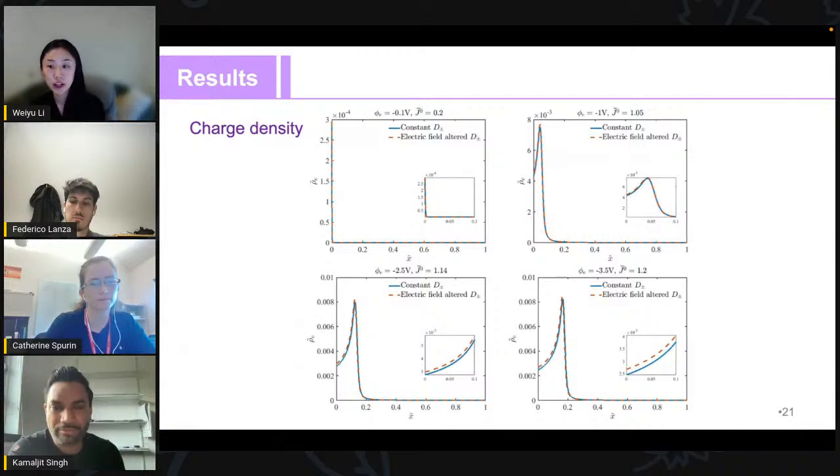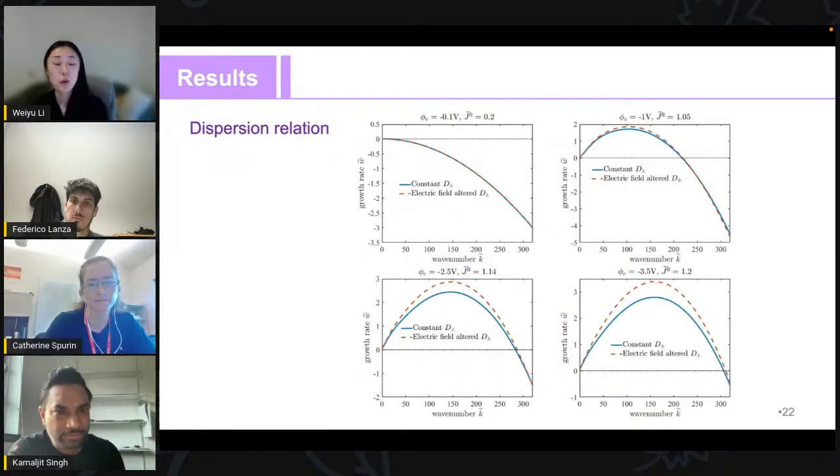First, we compare the charge density distribution at the base states using constant diffusion coefficients and electric field dependent diffusion coefficients. Here we can see that under a small applied potential, electroneutrality holds for constant D and electric field altered D, and their results agree. However, under a much higher applied electric potential, local electroneutrality is violated, and there is a difference. We can see from the zoom-in figure that there is a higher charge density for the electric field altered diffusion coefficient than for the constant diffusion coefficient.